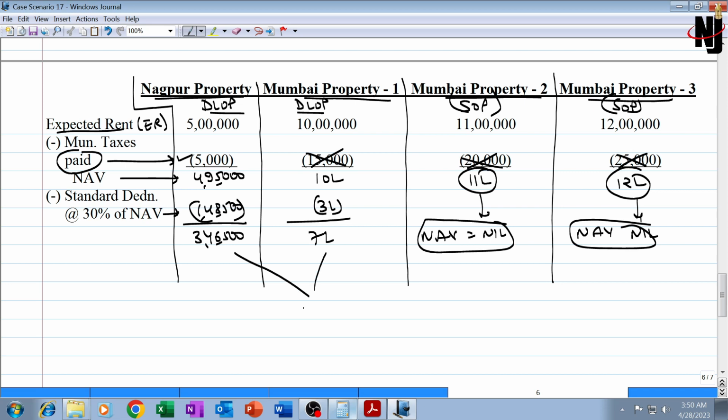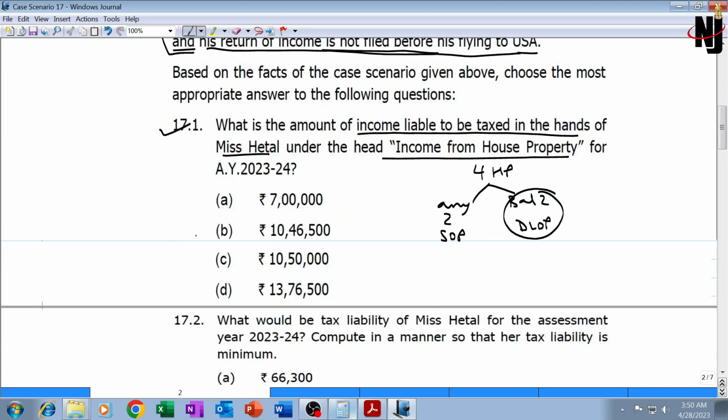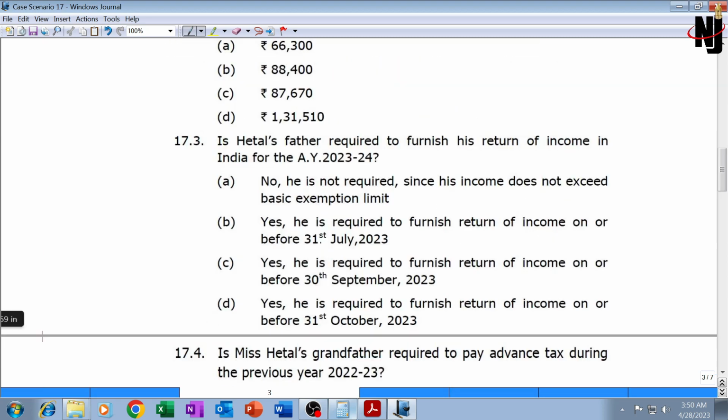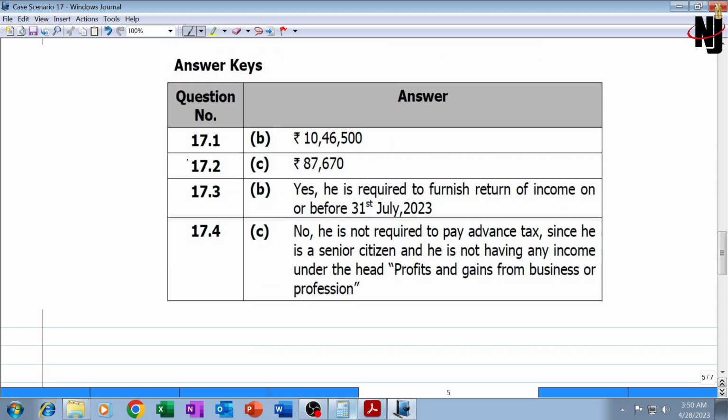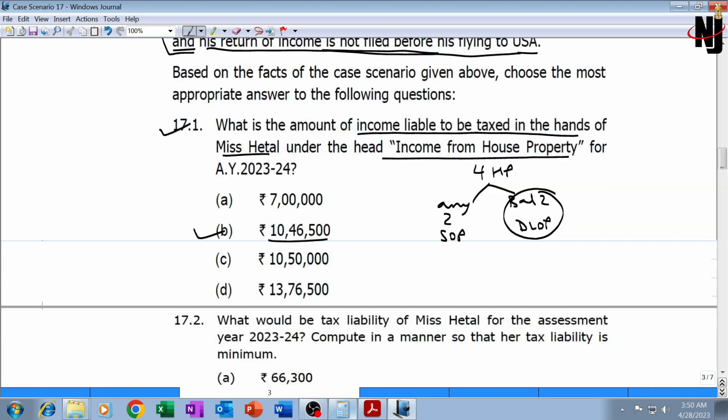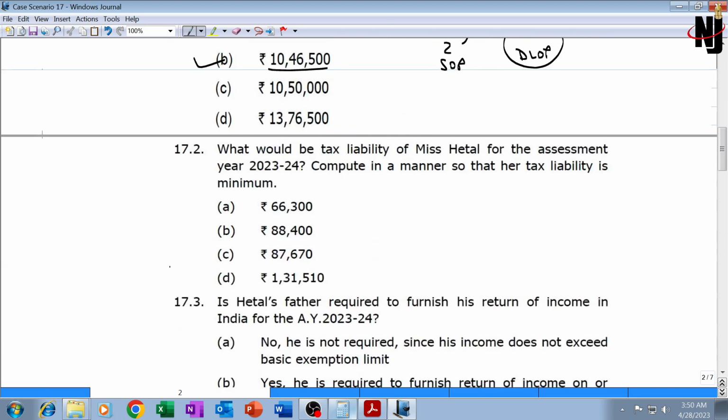So total income chargeable to tax will be 10,46,500. Let's check whether this is one of the options or not. Yes, option B, 10,46,500. Our answer is option B, 10,46,500. Let's check the Institute's answer. Institute's answer for 17.1 is also 10,46,500. Our answer is correct. Let's jump to 17.2.